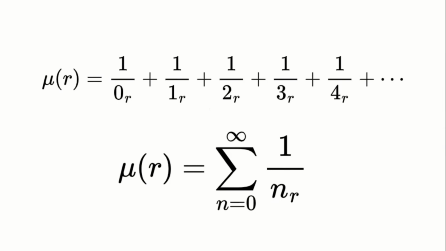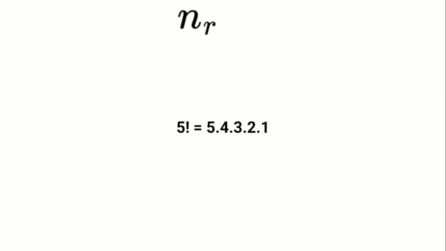You've probably heard of a regular factorial before. It's when you take a number and multiply it by all the whole numbers that come before it. For example, 5 factorial, written as 5 times 4 times 3 times 2 times 1, gives us 120. But in the mu function, we use a different kind of factorial. We call it the rth factorial, and it follows a unique pattern.